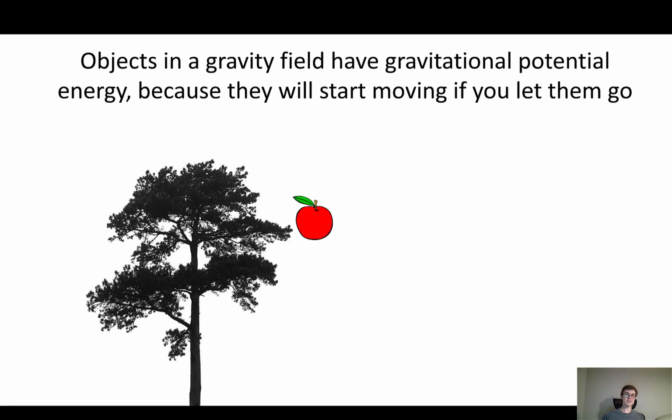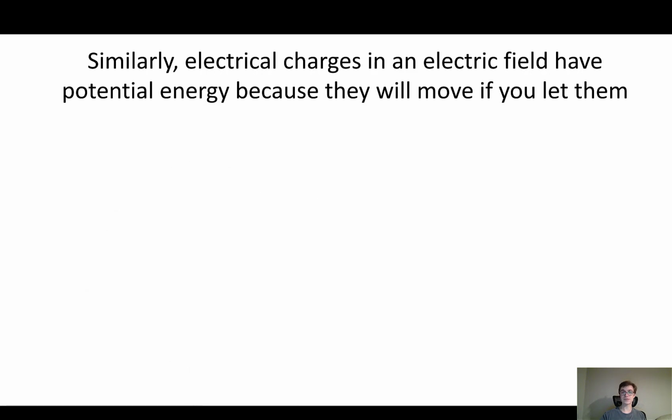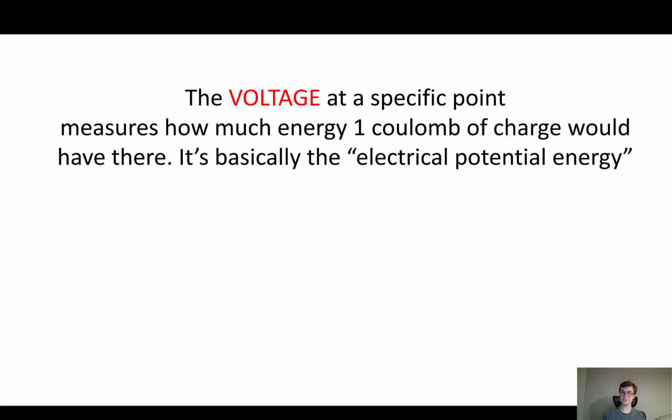Now, a reminder. Objects in a gravity field, like above the planet Earth, have gravitational potential energy. Remember, mgh, mass times g times the height? And we say that they have this energy because if you let them go, they start moving down. You let them go and they fall. That's why they have potential energy. Similarly, electric charges in an electric field have potential energy too, because if you let go of them, they will move with the field, the same way that if you let go of an apple, it falls down a tree.